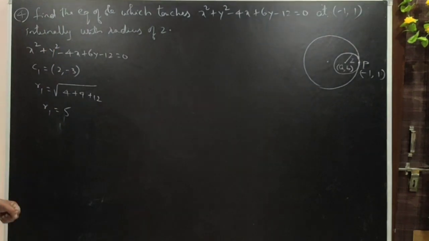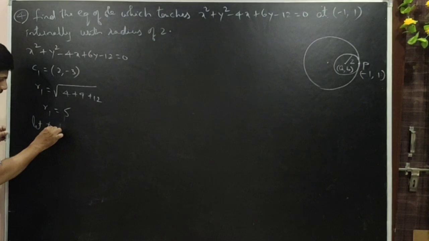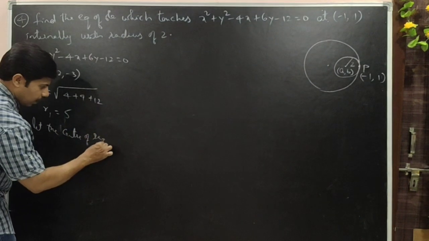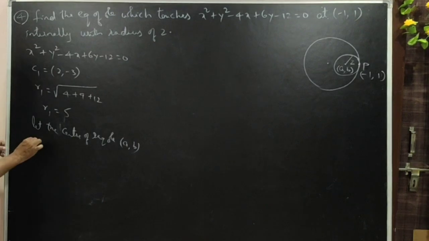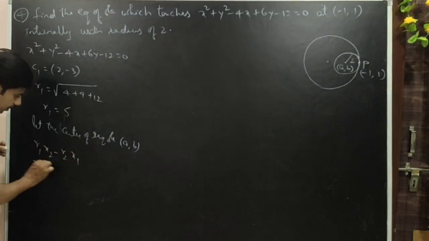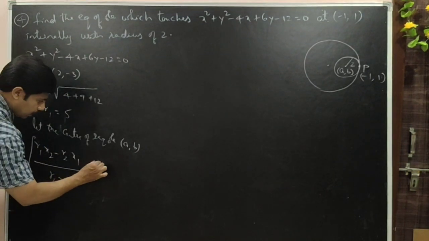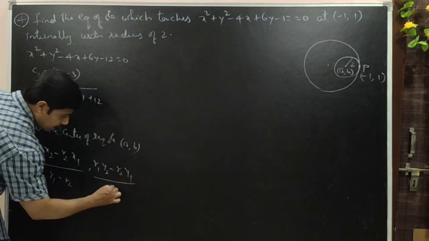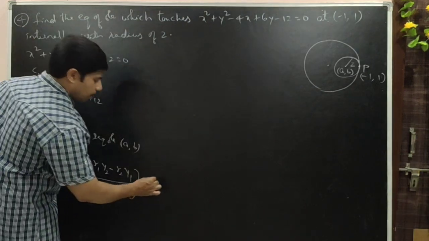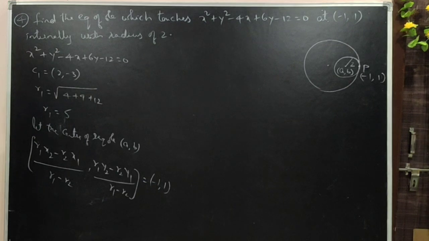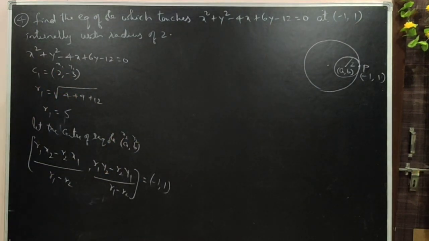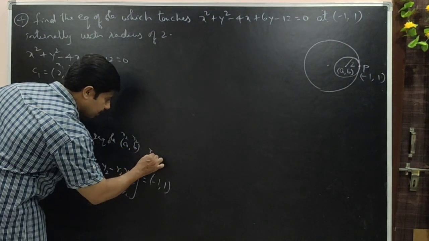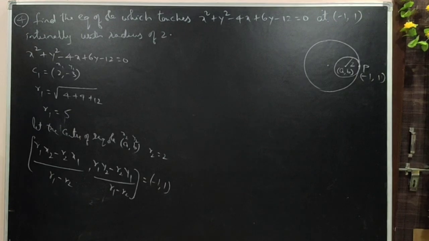Okay, now what we do is we assume the center of the required circle as a comma b. After that, minus 1 comma 1 is nothing but ECS. So I'll write down the formula of ECS: R1 x2 minus R2 x1 by R1 minus R2 comma R1 y2 minus R2 y1 by R1 minus R2 is equal to minus 1 comma 1. Okay, so here x1 y1 is 2 comma minus 3, x2 y2 is a comma b, R1 is 5, and R2 is nothing but 2. Now I'll substitute and find out the center.